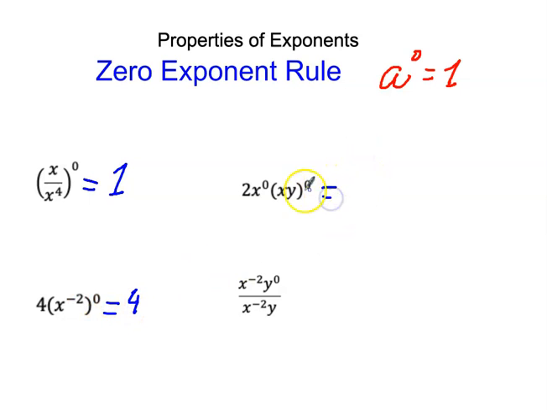The next problem would be, notice that 2 is not raised to the 0 power, so we're gonna keep the 2. X to the 0 power, this is 1, so times 1, times, and this whole thing is also to the 0 power, which is 1, it's in parentheses. So 2 times 1 equals 2, okay?